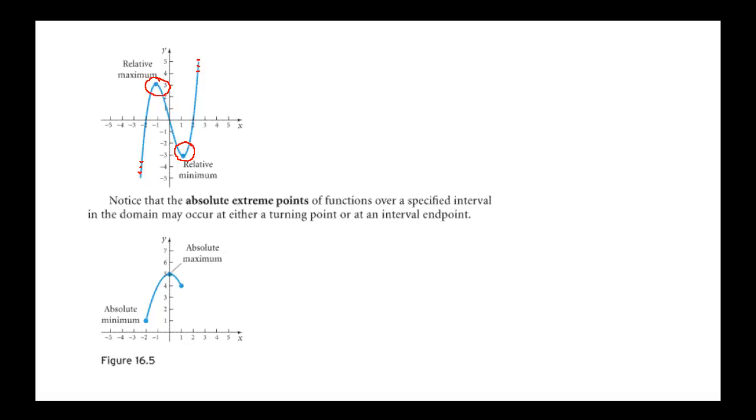Oftentimes, there will be instances, and I'll give you an example, where you have a function that doesn't have endpoints, like the one that's down below the other example we'll look at. But let's say, for example, you've got a parabola that opens downward, so a quadratic function. It is not only a relative maximum, because it's the highest point in this little area of the graph, but it would also be an absolute maximum, right, because it is the highest point. So relative maxima occur when they're the highest point in their little area of the graph, and absolute maximums occur when they're the highest point, similarly for minimum.